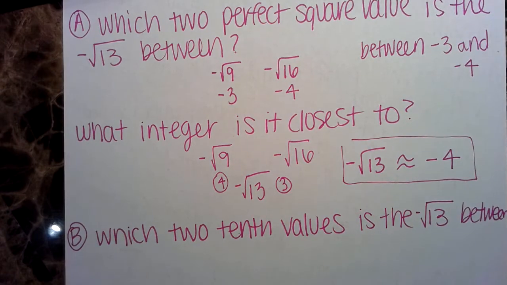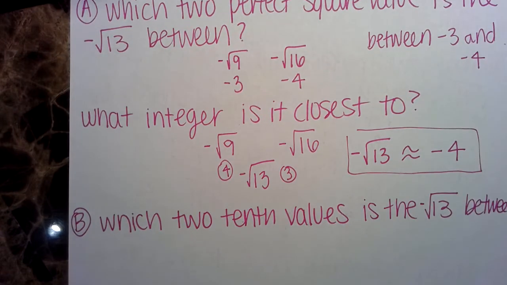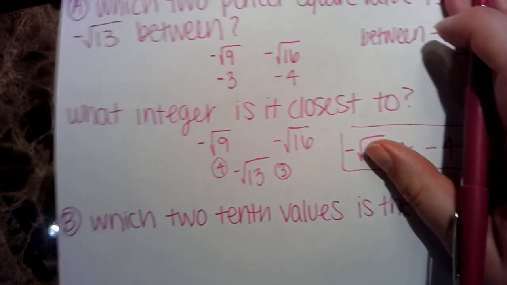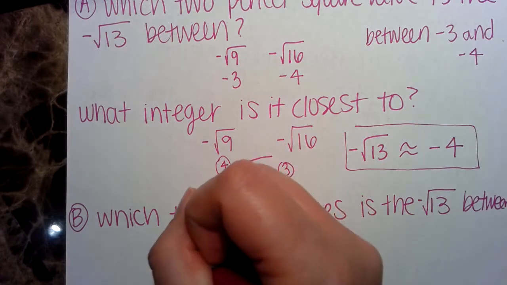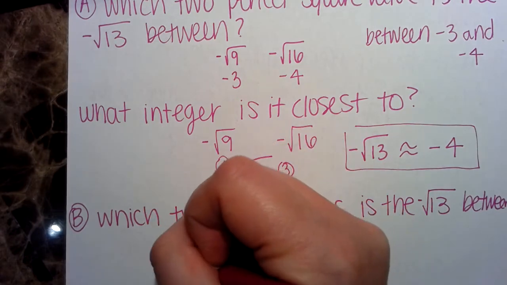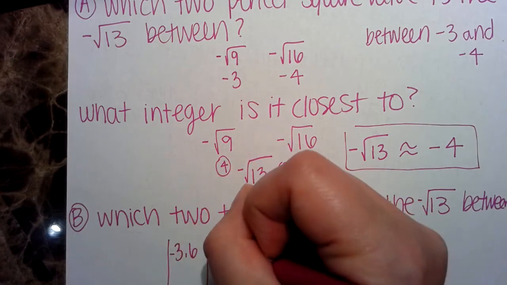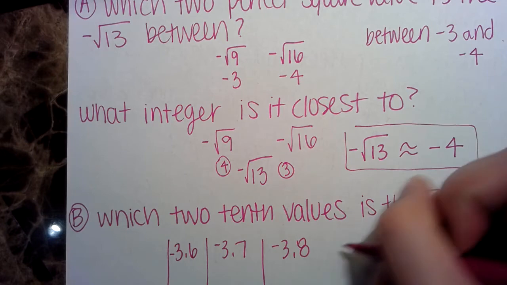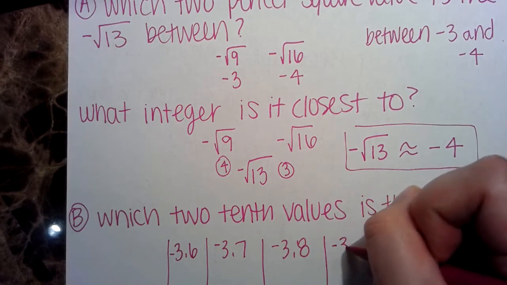Now it says which two tenth values is -1 times the square root of 13 between. Here's what we have to figure out: we know it's between -3 and -4. So I'm going to list the values: -3.6, -3.7, -3.8, and -3.9.